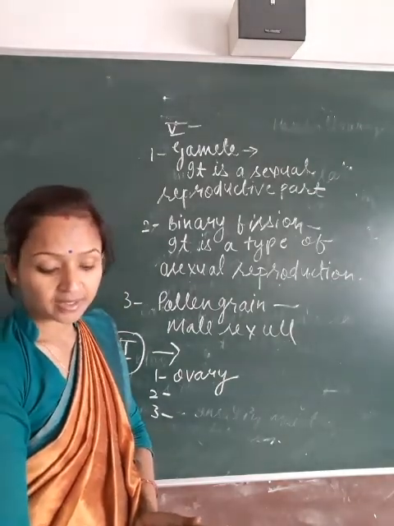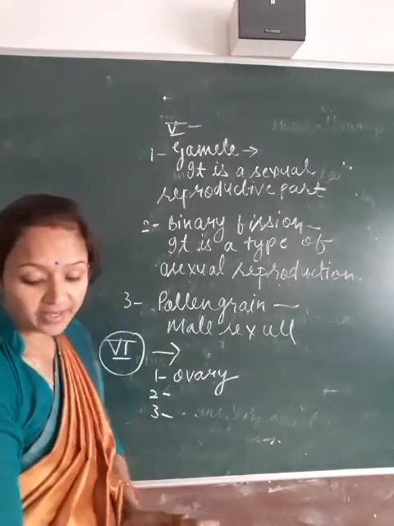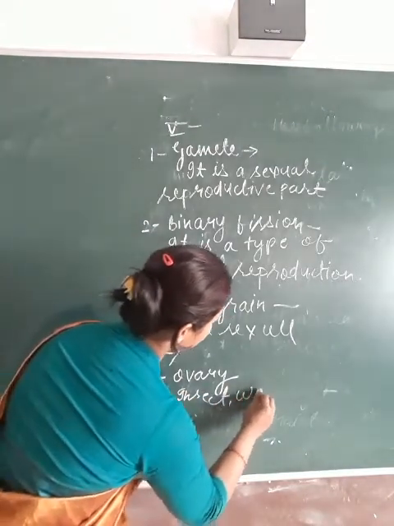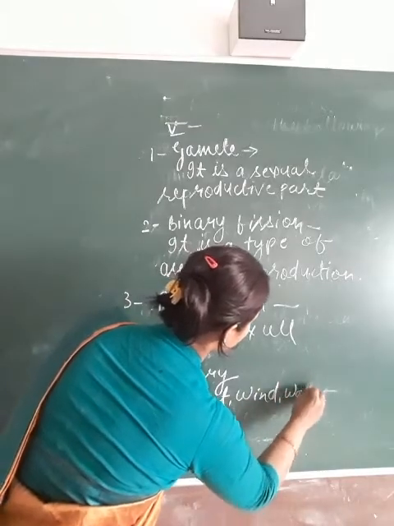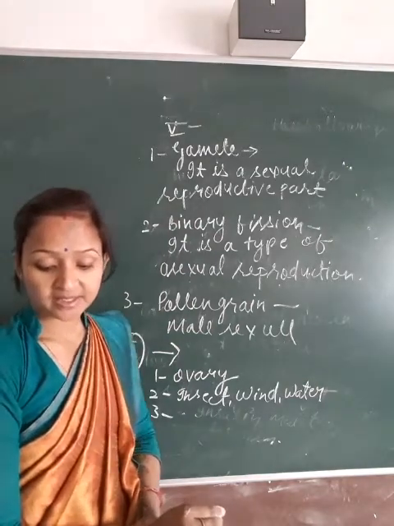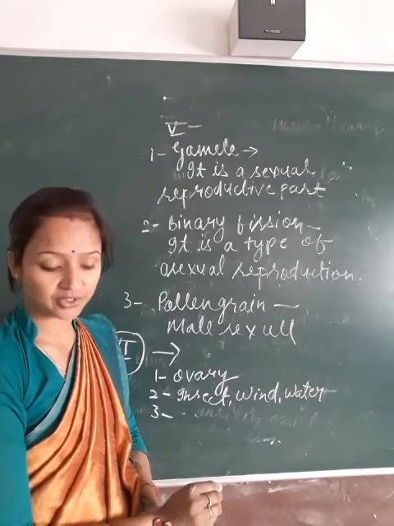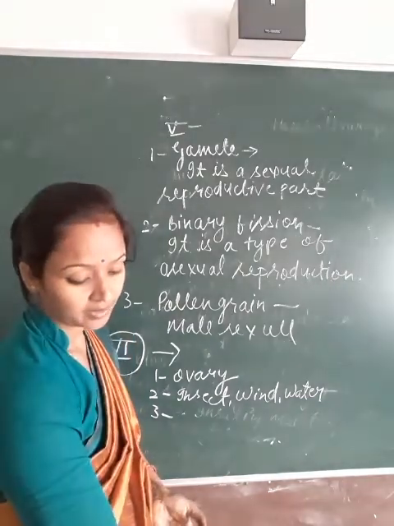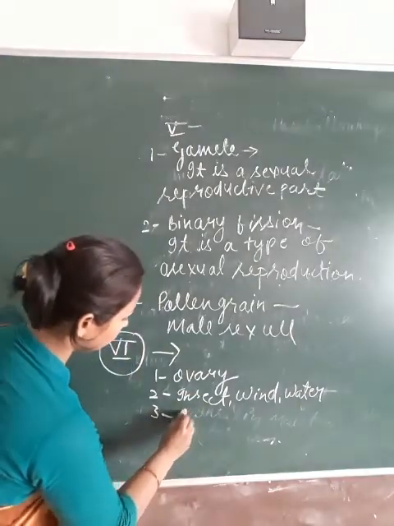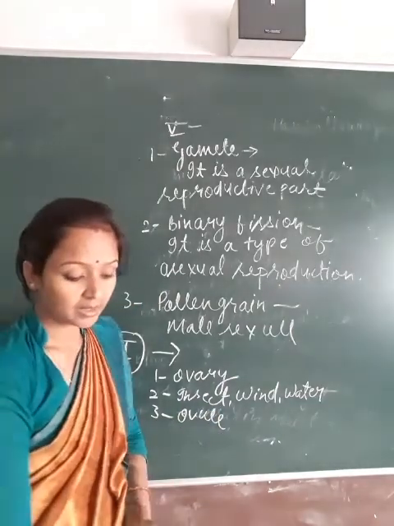Second one, three agents of pollination: insect, wind, water. Third, the place where fertilization occurs in a flowering plant. That is the ovule. So this is the sixth one.